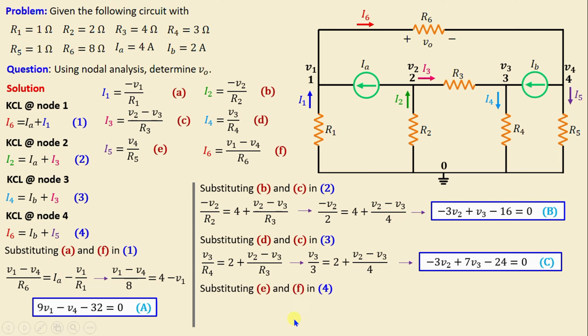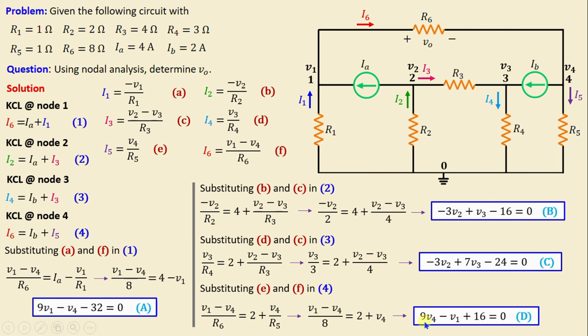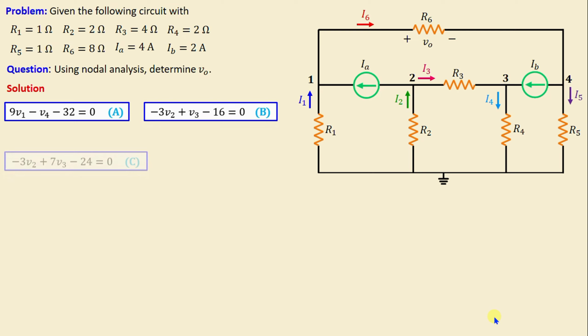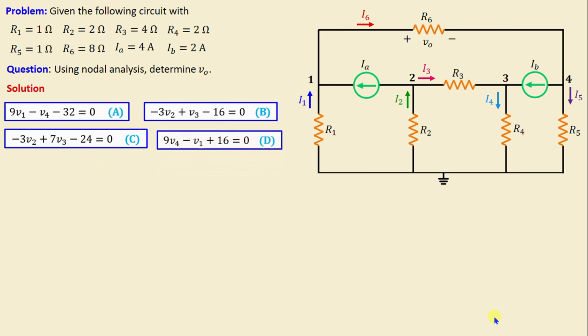Let's move on now. By substituting equations E and F in 4, we can write (V1 minus V4) over R6 is equal to 2 plus V4 over R5. If we replace the resistors with their numerical values and continue simplifying this equation, we obtain 9V4 minus V1 plus 16 is equal to 0. After we finish applying the nodal analysis method, we derive 4 equations with 4 unknowns.